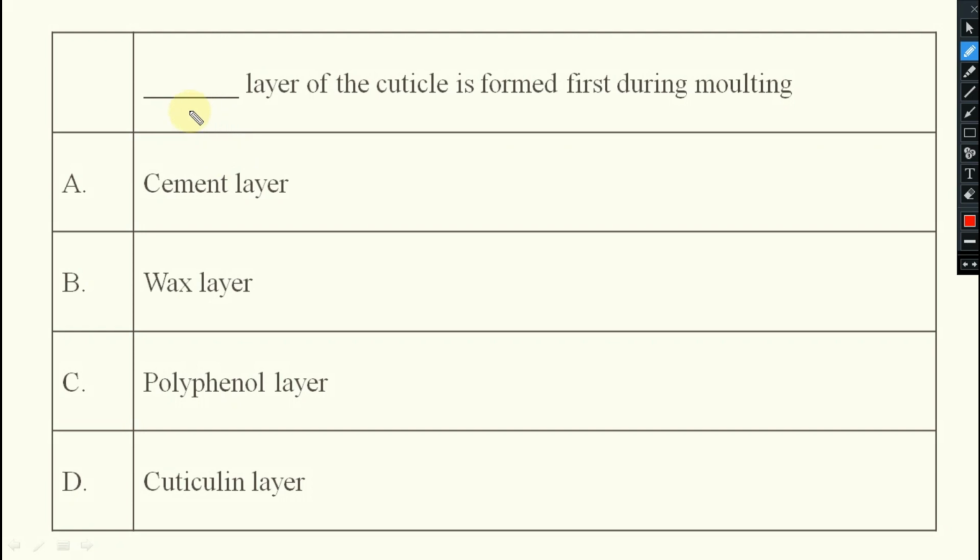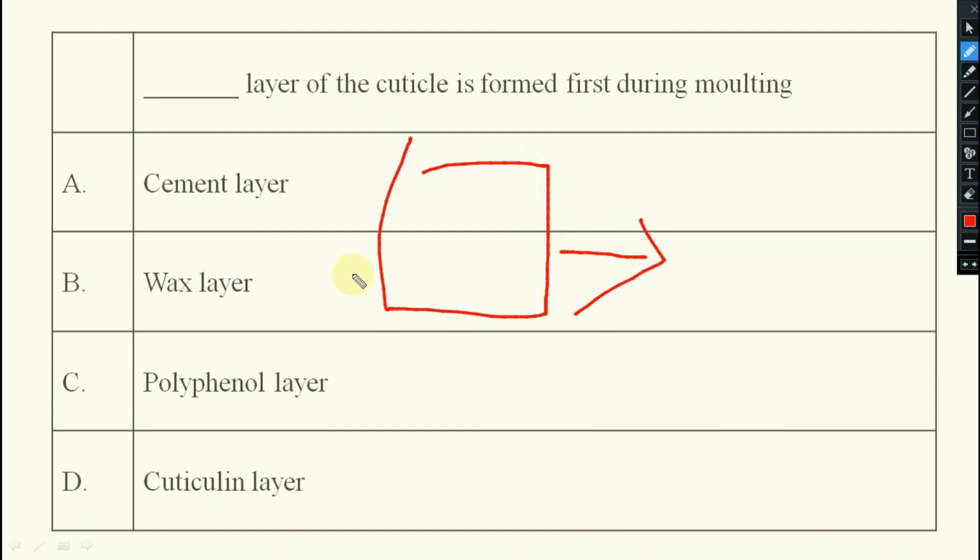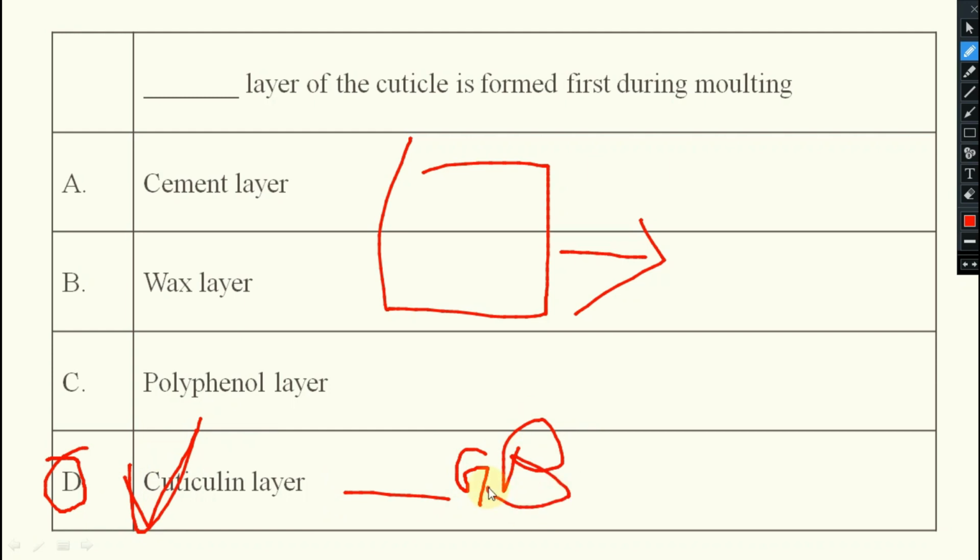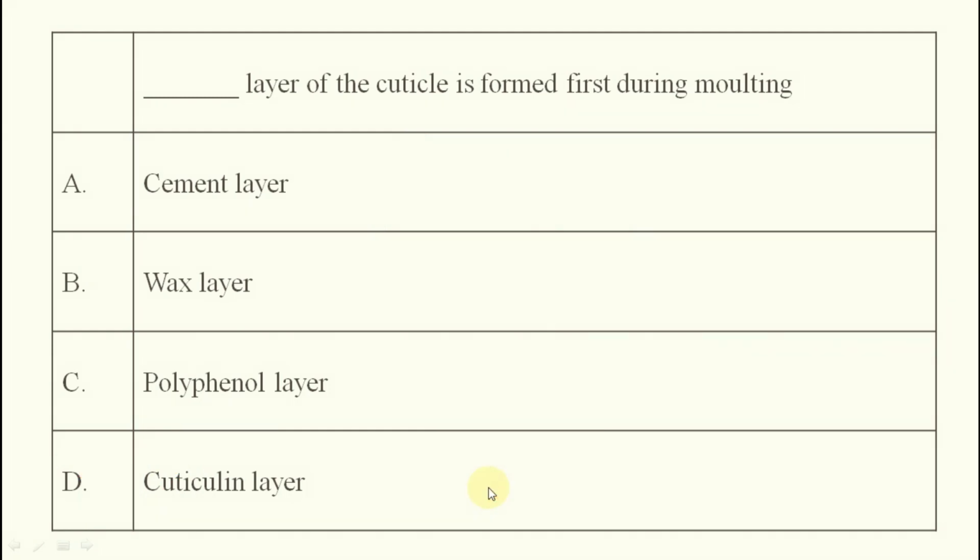Next, you see, which layer of the cuticle is formed first during the molting process? Which cuticular layer is formed first in the molting process? Which layer? That is option D, cuticulin layer. That's why it is known as what? Your growth barrier, under which only whatever the expansion will happen, that will happen.